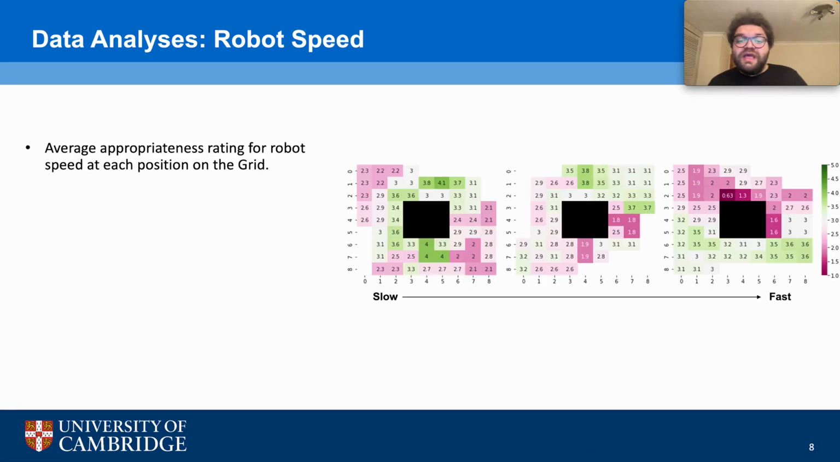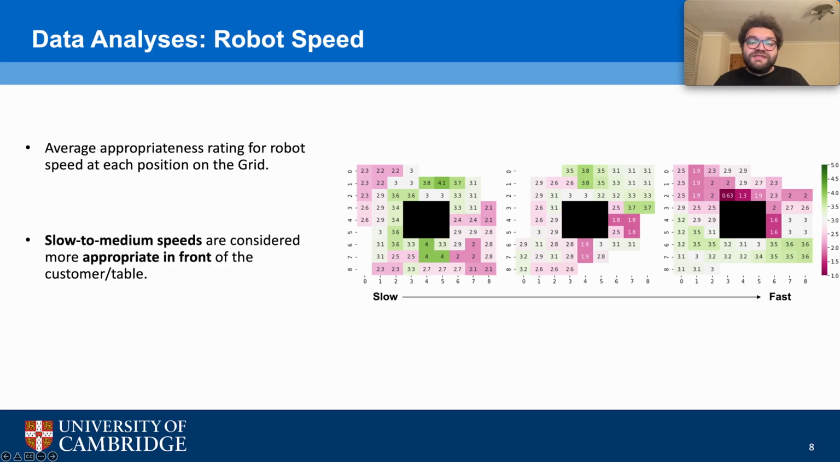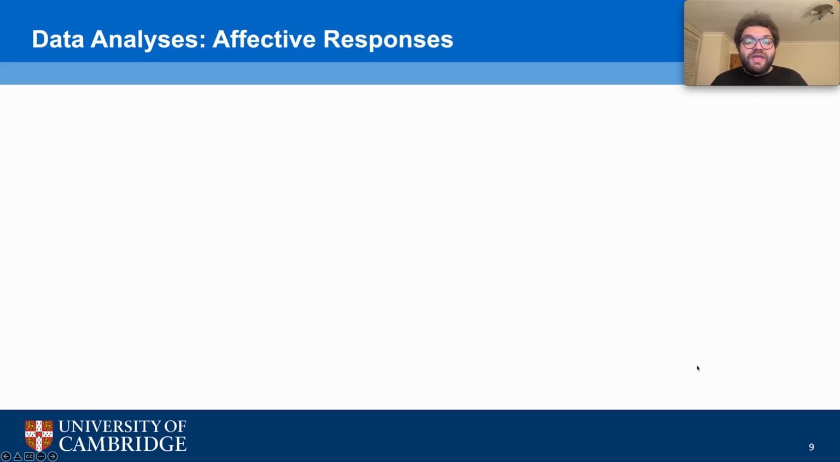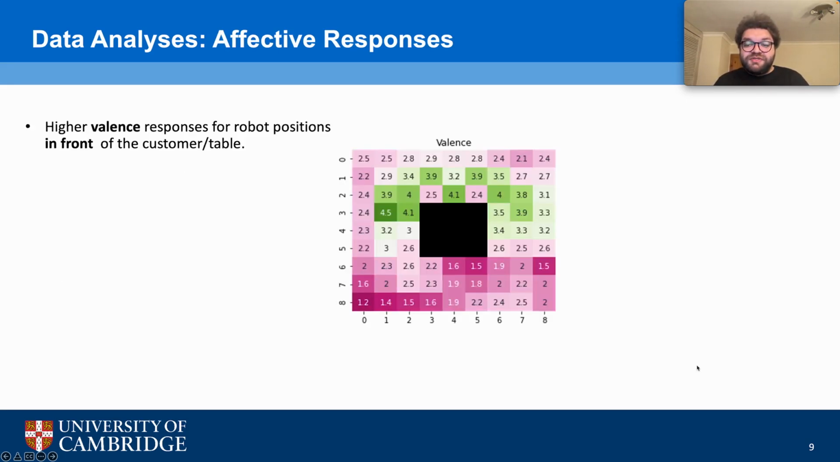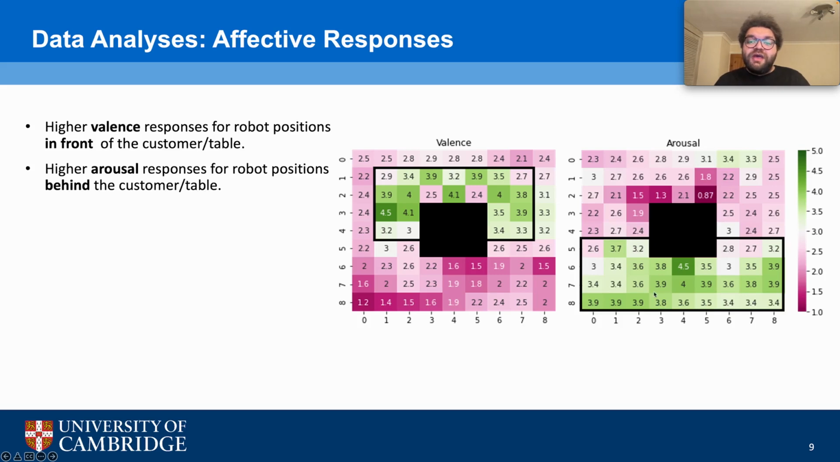For robot speed, we see that appropriateness of the speed of the robot varies with its positioning. For instance, slow to medium speeds are considered more appropriate when the robo-waiter is in front of the table, while faster speeds are considered to be more appropriate when it is behind. Finally, evaluating the affective responses of participants towards robot positioning, we see that the participants report a higher valence value when the robot is in front of the table, while higher arousal values are reported for positions behind the table.